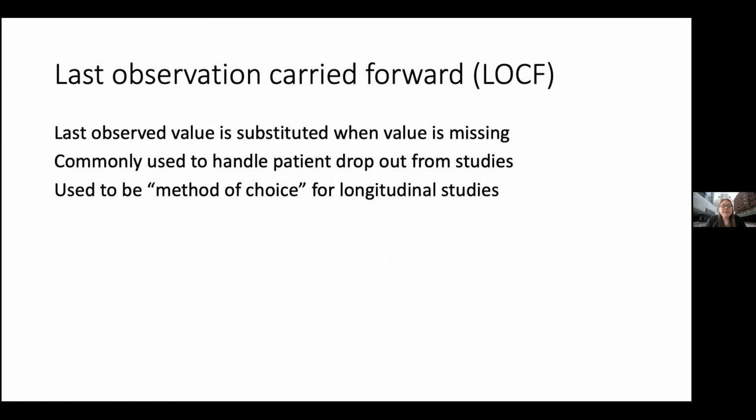So the first method is last observation carried forward. And so this is just like what it sounds. You take the last observed value and you bring it forward if data are missing. And so this is usually used for dropout from studies, right? So if you have, say, a baseline value and your patient doesn't come back for visit 1, you would just take that baseline value and move it forward. This actually used to be the method of choice for longitudinal studies, but it's falling out of favor because techniques have improved, and as they've done a little bit more work, they've realized that maybe this isn't as unbiased as we thought it was.